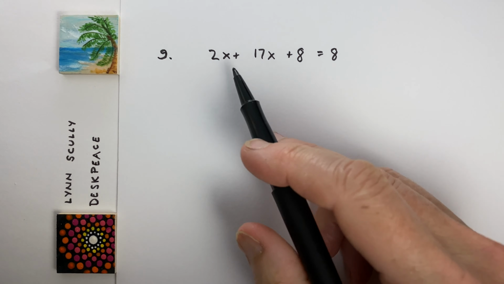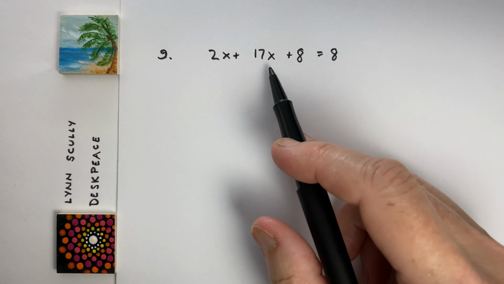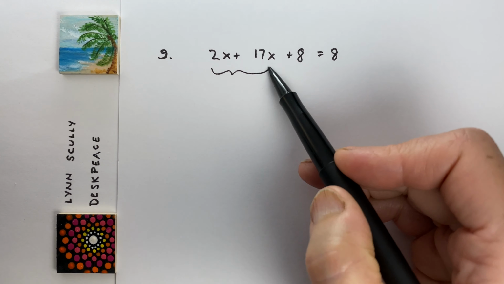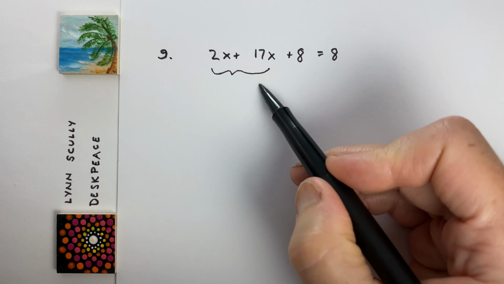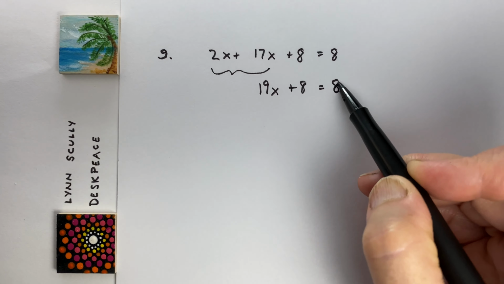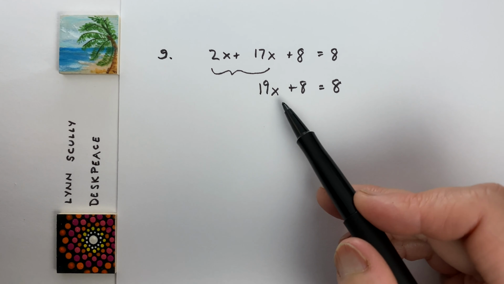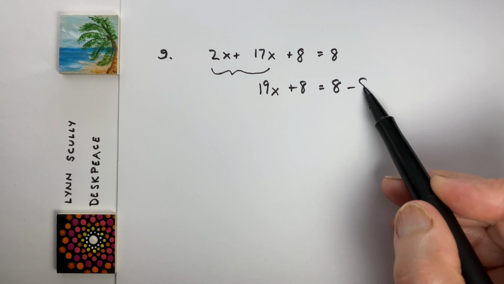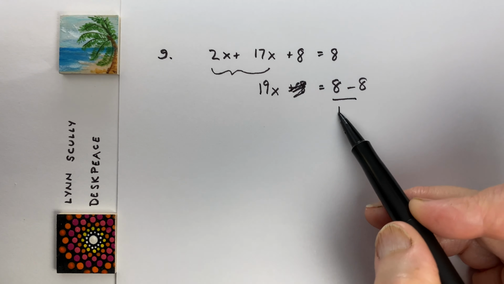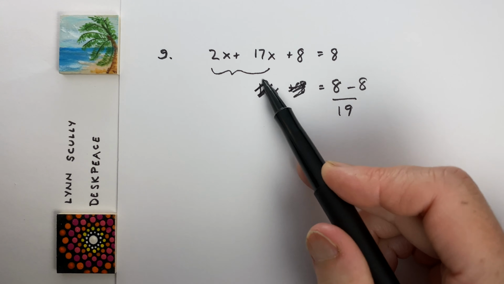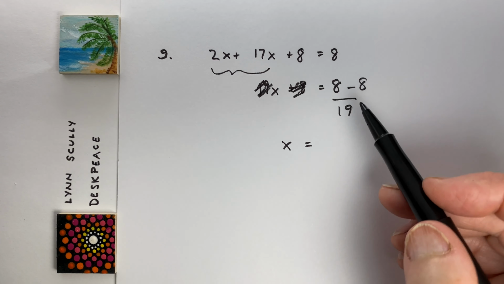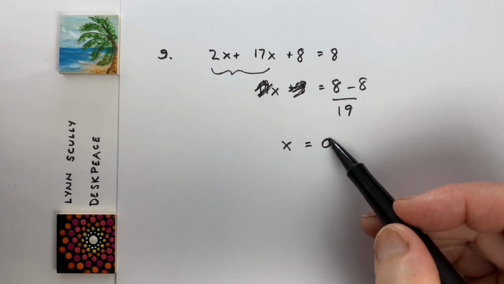Number 9, 2x plus 17x plus 8 equals 8. So first combine like terms. 2 plus 17 is 19x's, plus 8 equals 8. Now there's something attached to the x by addition, move it by subtraction. Something attached by multiplication, move it by its partner, division. My x is alone, so I'm all done, and I'm getting x equals 8 minus 8 is 0.